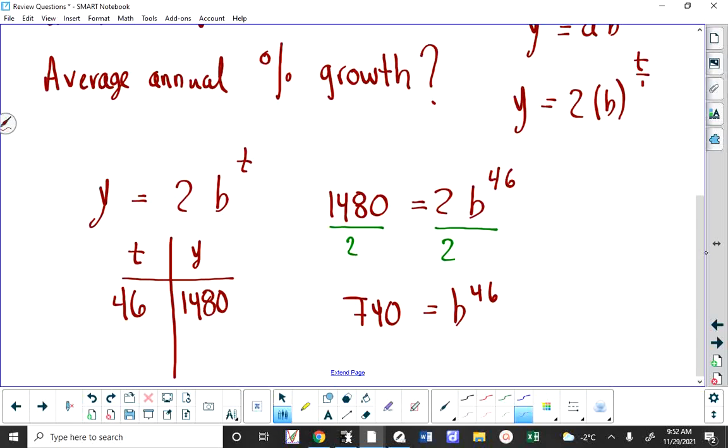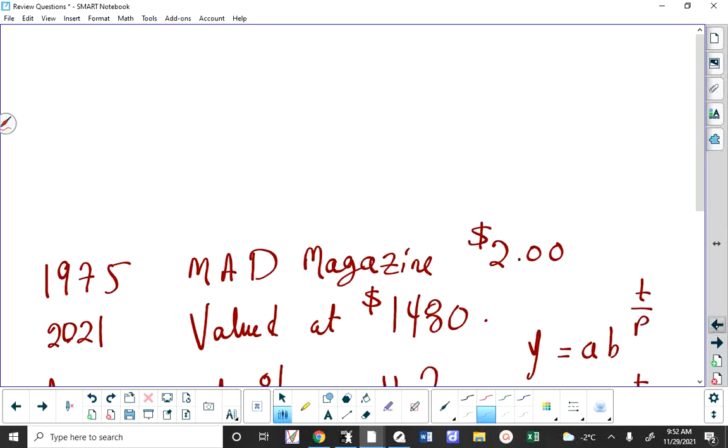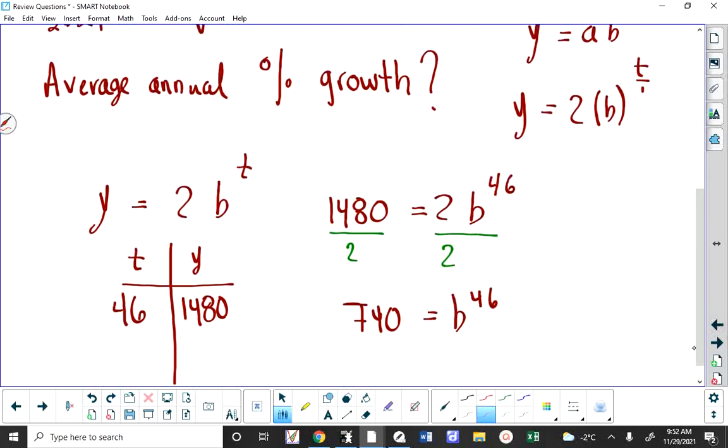Well, what if this were a simpler problem? I mean, this is fundamentally, just look at the structure of this equation. Some number equals an unknown base raised to some number. What if it were 140 equals b cubed? What would you do to get b? You'd take the cube root, wouldn't you? So we have to take not the 146th, we have to take the 46th root of that number.